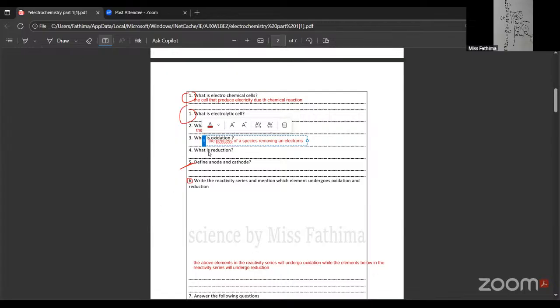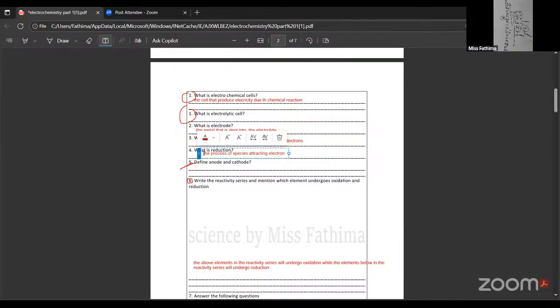So what is reduction? Similarly, you write for that. The process of a species attracting an electron is known as reduction.